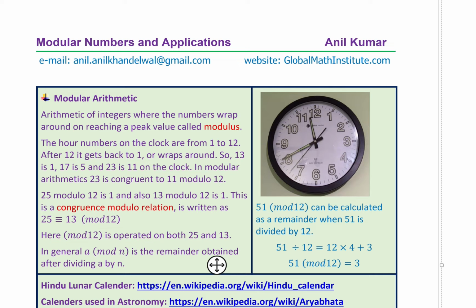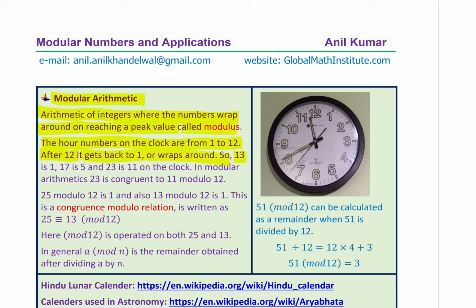So let's see how we work with such numbers. Basically, modular arithmetic is the arithmetic of integers where the numbers wrap around on reaching a peak value, which we call the modulus. In this particular case, the peak value is 12, right? They wrap around, meaning after 12, they come back to the number 1 itself. The hour numbers on the clock are from 1 to 12. After 12, it gets back to 1, or wraps around.